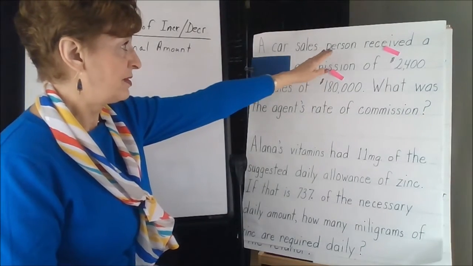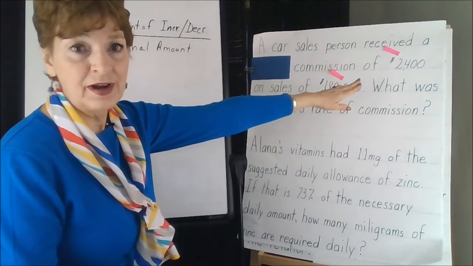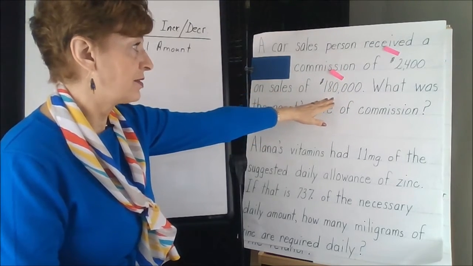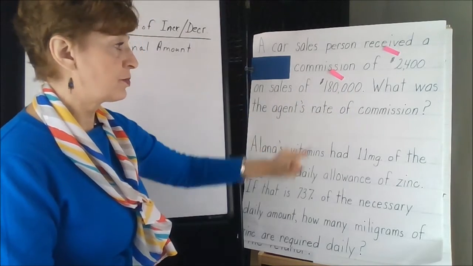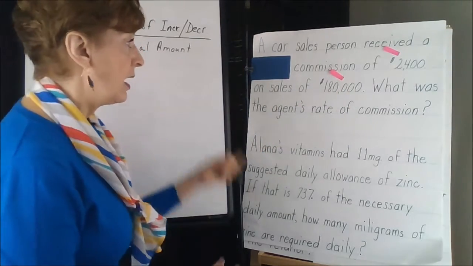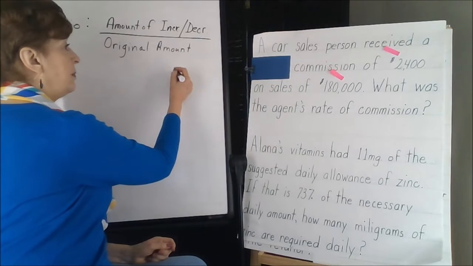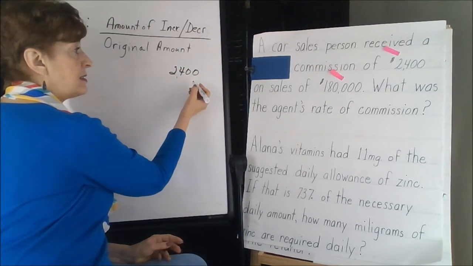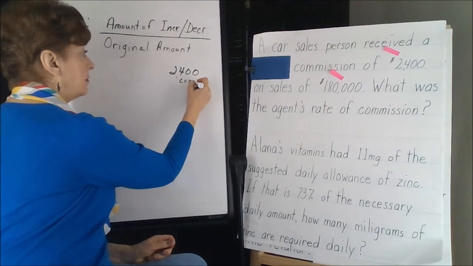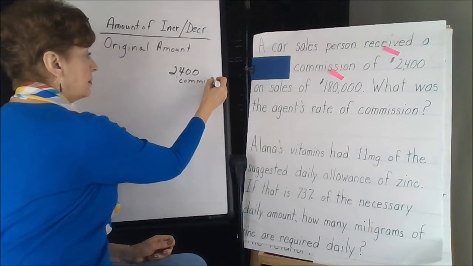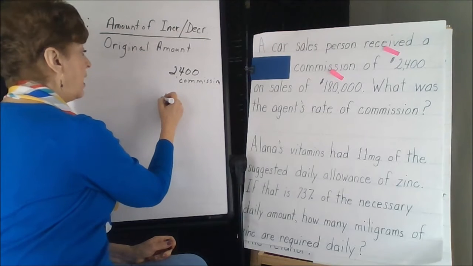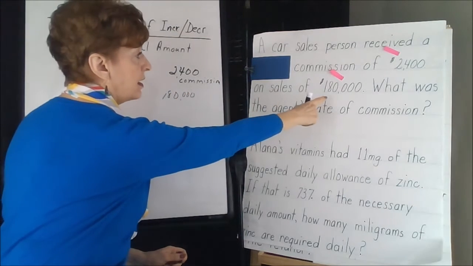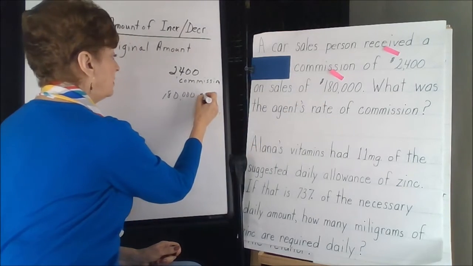A car salesperson received a commission of $2,400 on sales of $180,000. What was the agent's rate of commission? If we took notes on this, we would have $2,400, and that was the commission. And the $180,000, that was the sales.